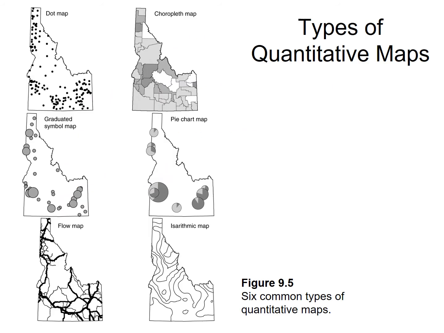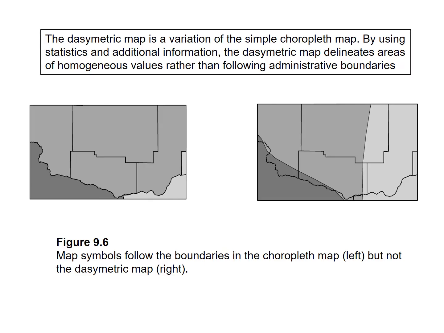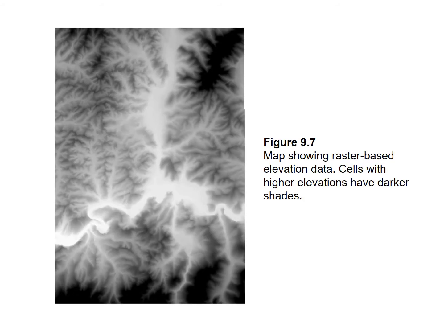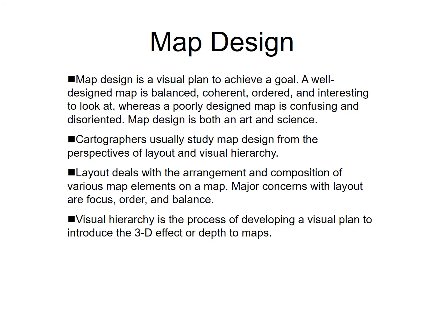Types of maps: dot map, choropleth, graduated symbol, pie chart, flow map, isotherms. These are six really common quantitative maps. In other words, they actually measure the quantities of the types of things. Rasters are cell-based maps, and they can be categorical or numeric. In other words, qualitative or quantitative. This is elevation. This would be quantitative.